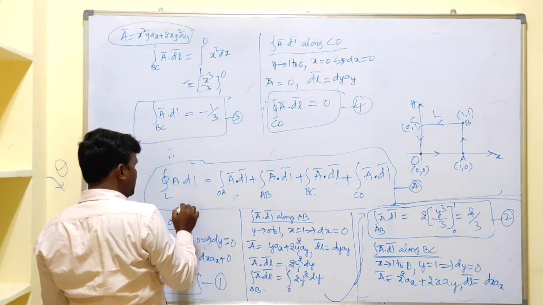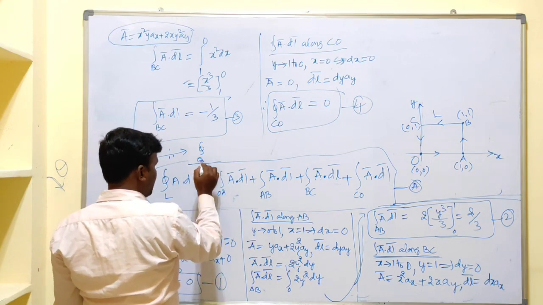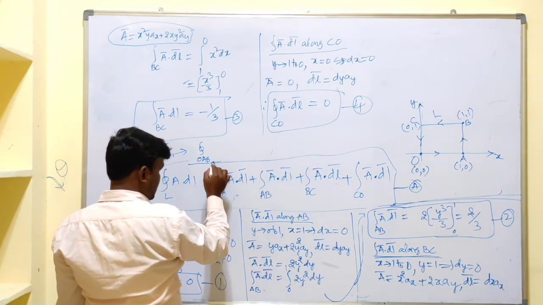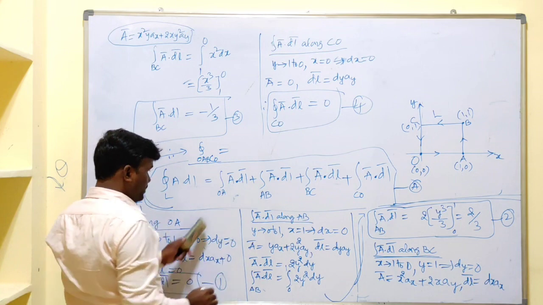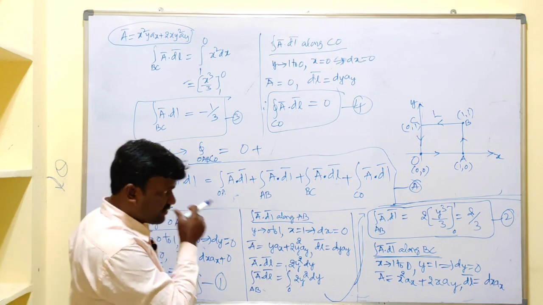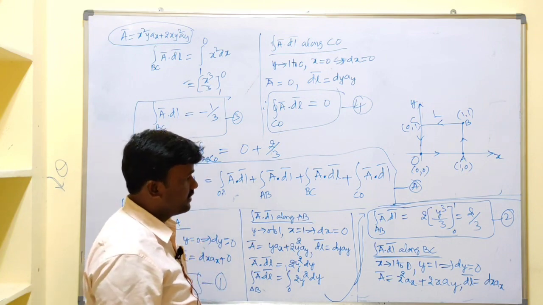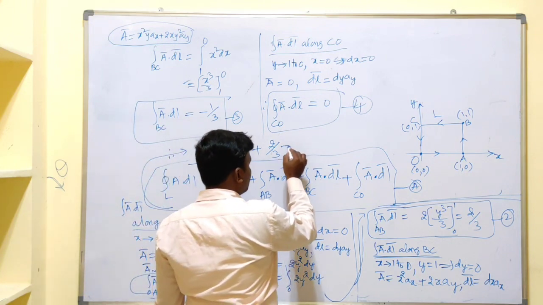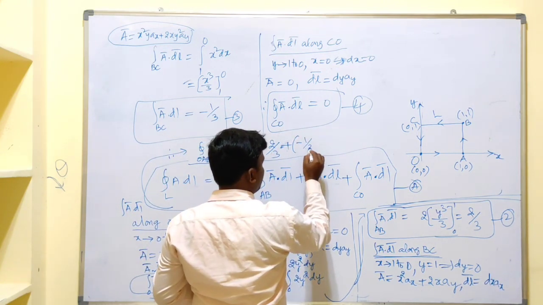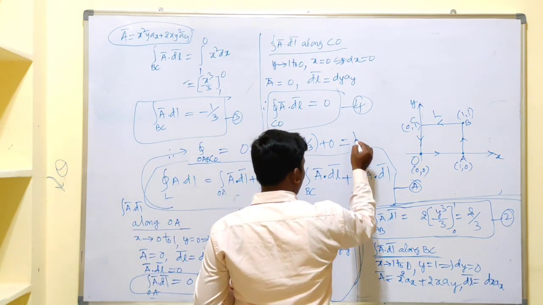Therefore, this equation only now you require, that is the closed line integral of A along path L, that is OABCO. What about the first one? First one gives 0. And what about the second one? Second equation means 2 by 3 plus 2 by 3. And what about the third one? Third one is minus 1 by 3. And the last one is 0. That is 2 by 3 minus 1 by 3 gives 1 by 3.